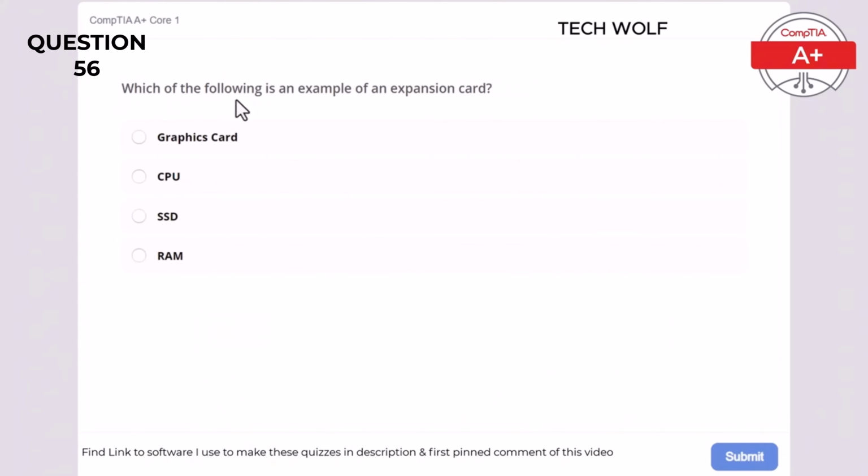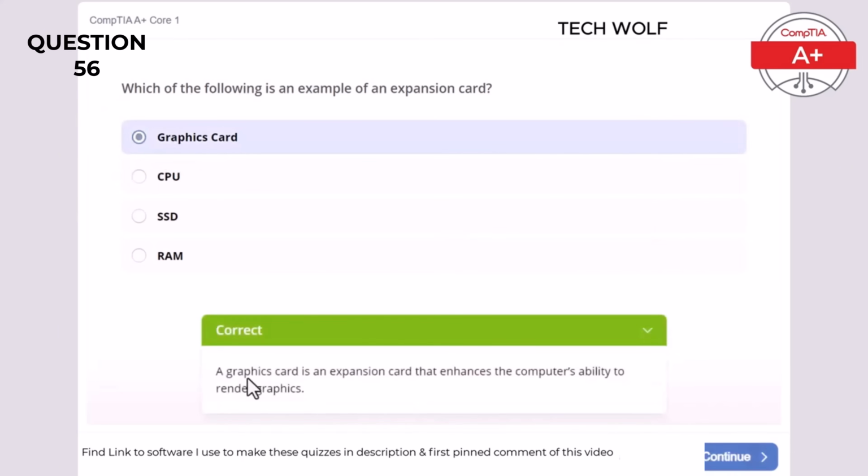Which of the following is an example of an expansion card? Graphics card, CPU, SSD, or RAM? And the correct answer here is graphics card. A graphics card is an expansion card that enhances the computer's ability to render graphics.